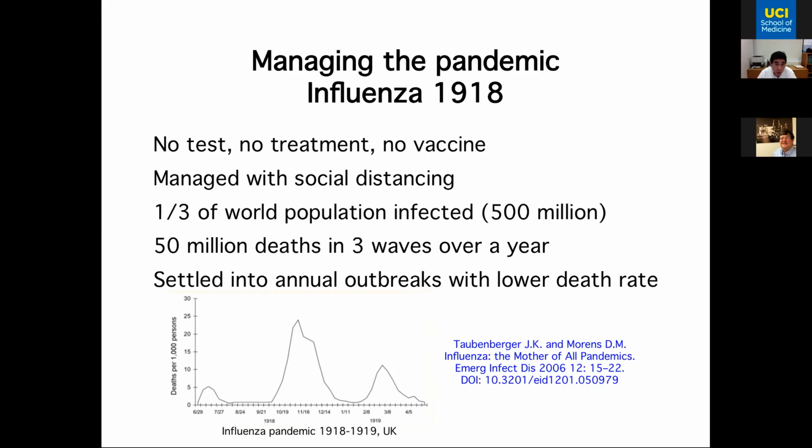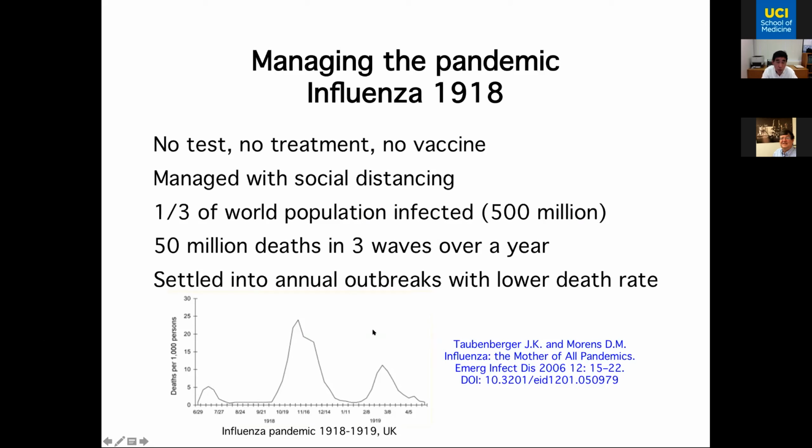This pandemic was managed with social distancing. About a third of the world's population was infected, and there were 50 million deaths over 3 waves over a year. Most of the deaths occurred in the second wave in the fall after the first outbreak in the spring of 1918.